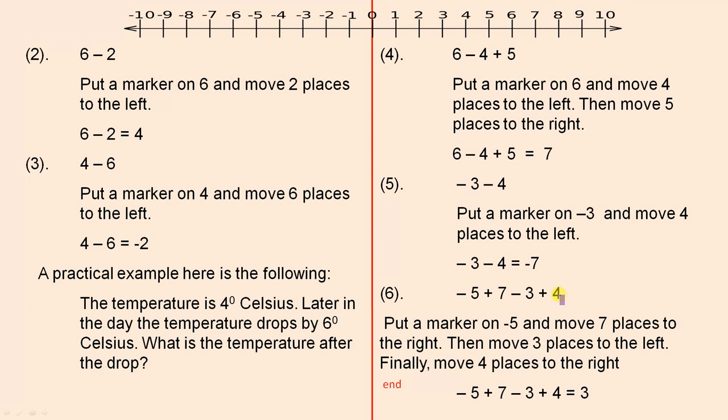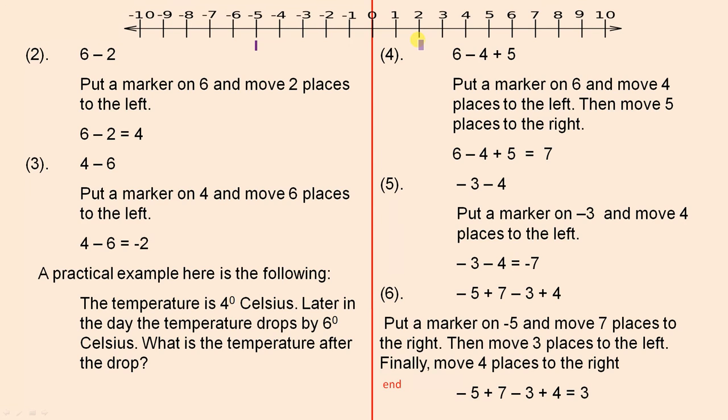Now here we have four numbers. The first number is minus 5. So put a marker on minus 5. So let's do that here. There it is there. So we're starting there. Now since this is the last sum, let's actually put the mark down and we'll work from here. So put a marker on minus 5 and move 7 places to the right. 1, 2, 3, 4, 5, 6, 7. So I'll leave the cursor there.